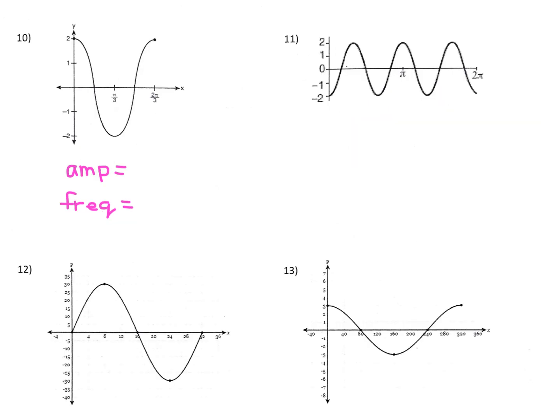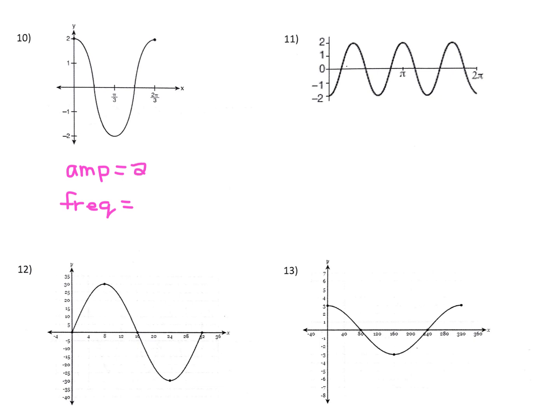All right, number 10. We can see we have a cosine curve here, right? Starting high, dropping low, coming back up. So this is a positive cosine curve. Now, the amplitude, the height from the midline, is 2 units, so the amplitude is 2.